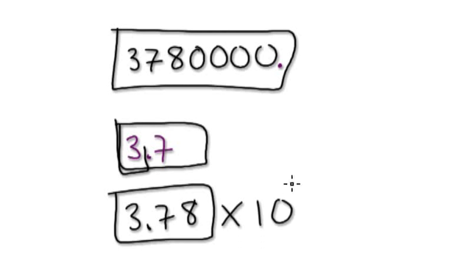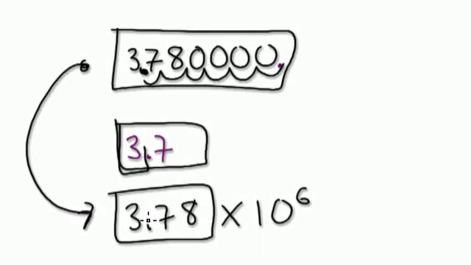So this will be times 10 to the power of, let's see, 1, 2, 3, 4, 5, 6. You see, this decimal needs to be here. So to get from here to here, it would be 3.78 times 10 to the power of 6.